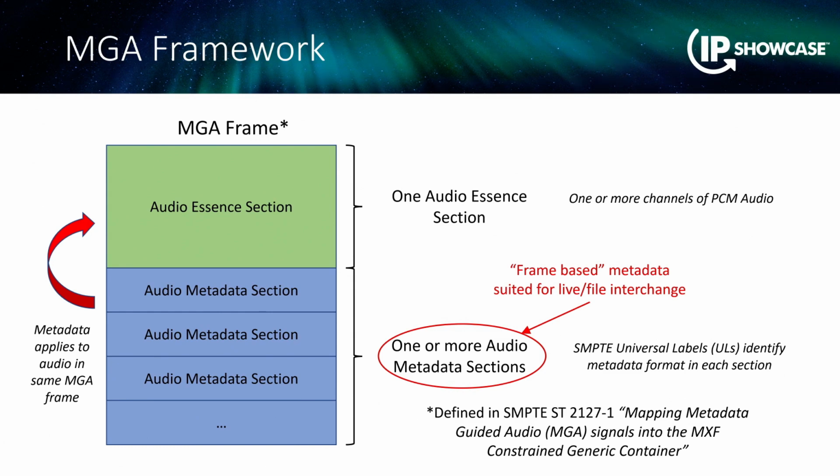And this audio is contained in these audio metadata sections. And there's some more details about how exactly we enable this, but the key is it leverages what's been used in the file format for many years for universal labels, SMPTE universal labels, to identify these. And that's something we've adopted in some of our streaming formats already, and we're leveraging for this. And so it can carry multiple ones of these sections, not just one, but more than one. So you can have multiple types of metadata in a given MGA frame.